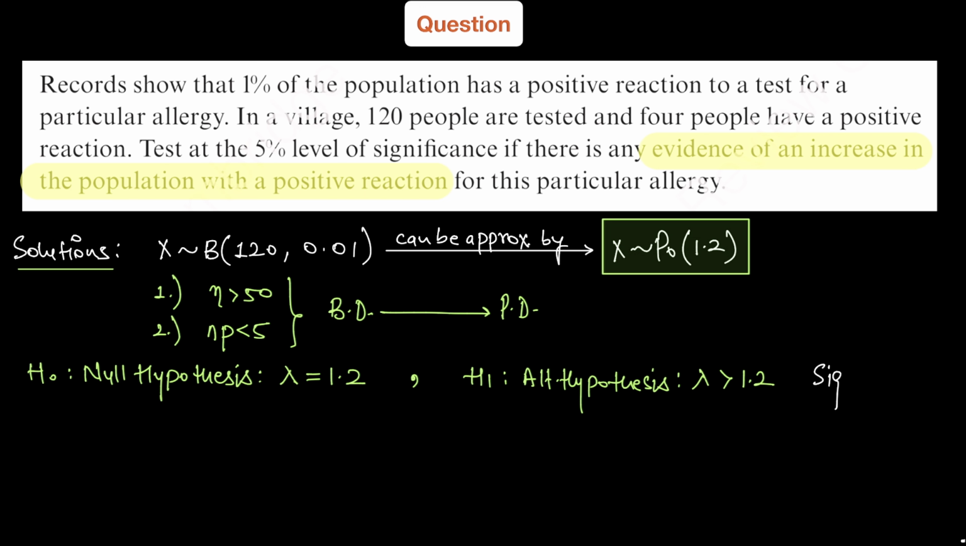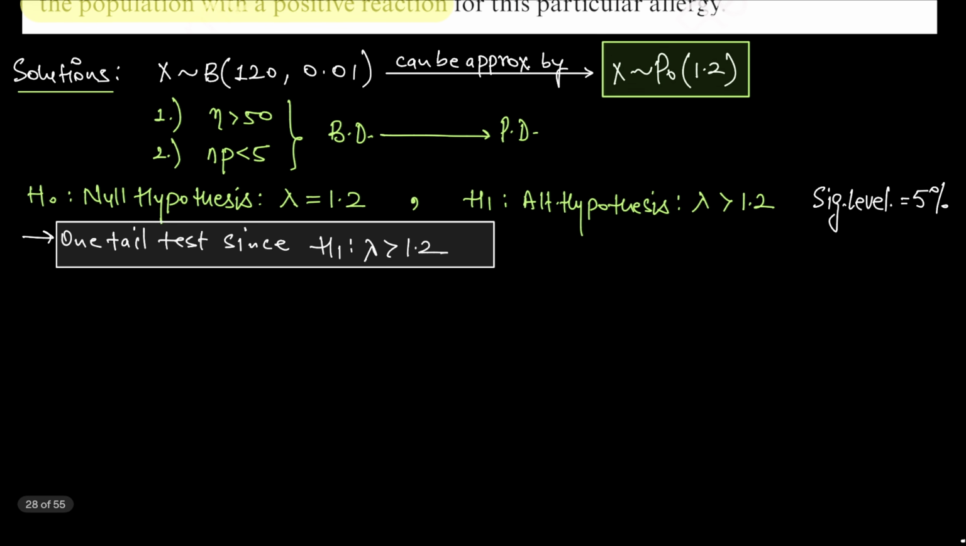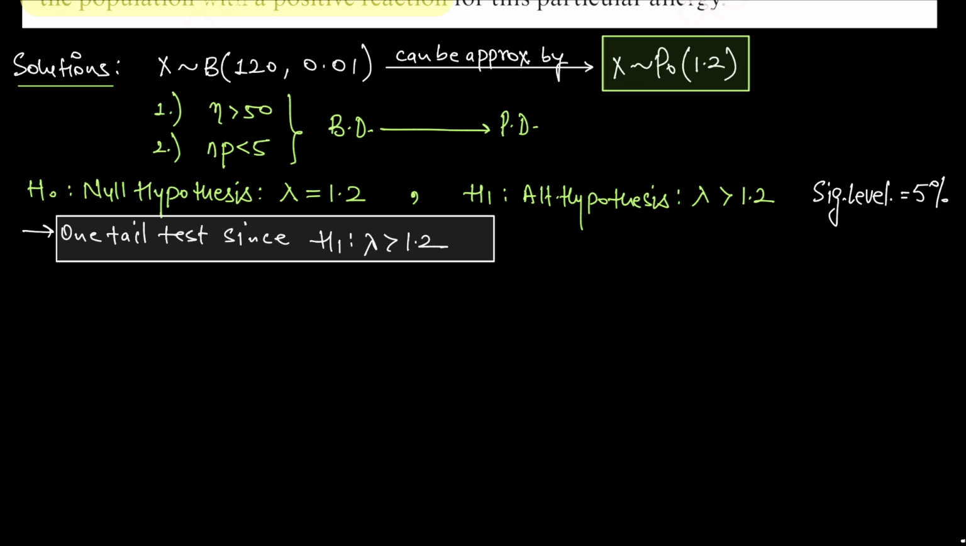Also, the significance level which is given to us in the question is 5%, and we are going to perform a one tail test since H1 claims that lambda is greater than 1.2. We need to understand that whenever H1 has a claim of greater than or less than, we always use a one tail test. So here we are going to use a one tail test. Let's have a normal distribution curve now.